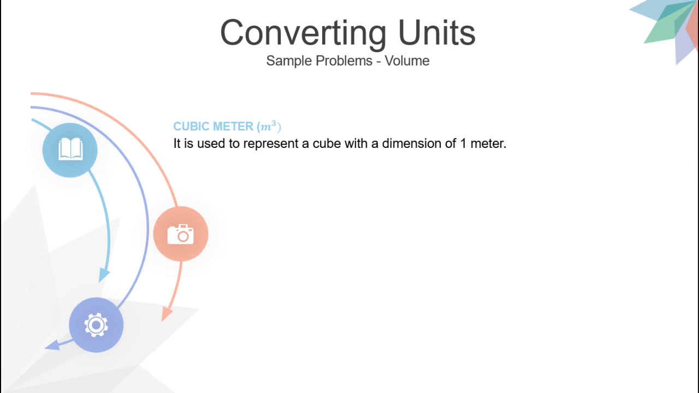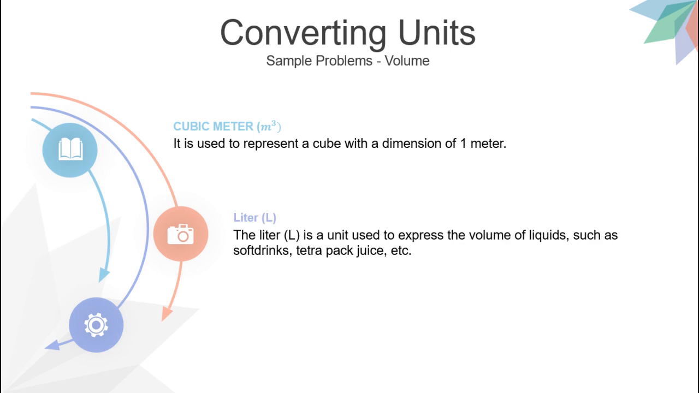When we say a cube, it's like a box where each side is 1 meter. Each side of that box is what we call the dimension. So cubic meter represents a cube. Therefore, that cube will contain something, and that is what we call volume.